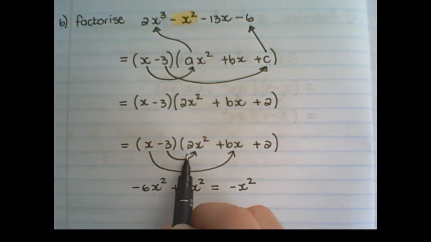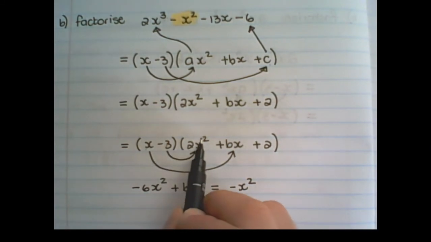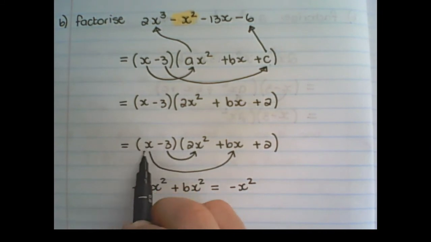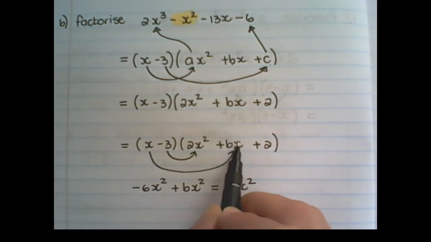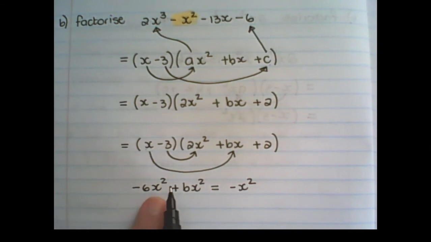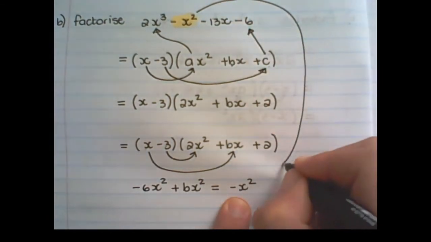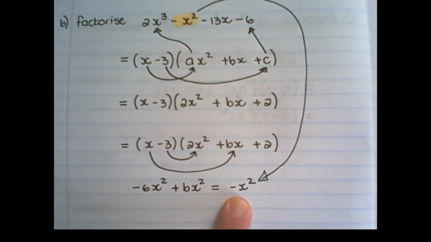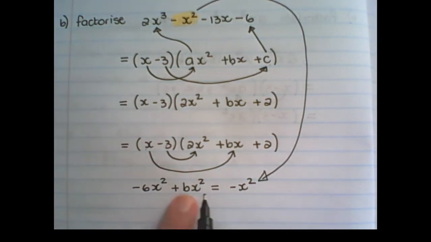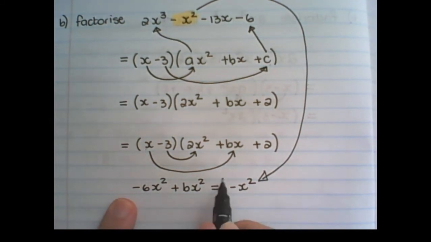It's the second term in the factor multiplied with the first term in the bracket, and the first term multiplied with the second term in the bracket in order to solve for b. So I have created x squared expressions. This value comes from the original expression which I am trying to factorize. I can now divide everywhere by x squared, and I'm left with -6 plus b is equal to -1. And then I can solve for b.